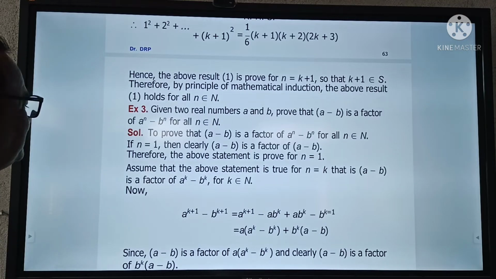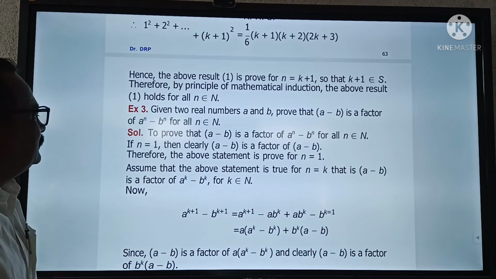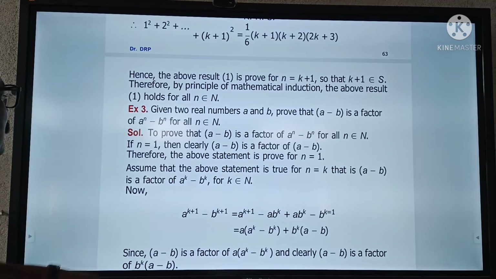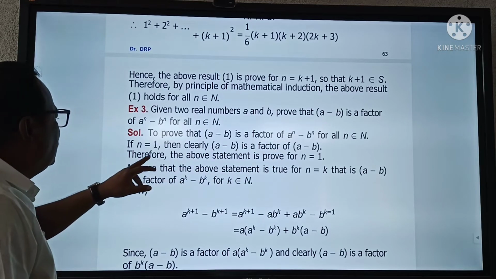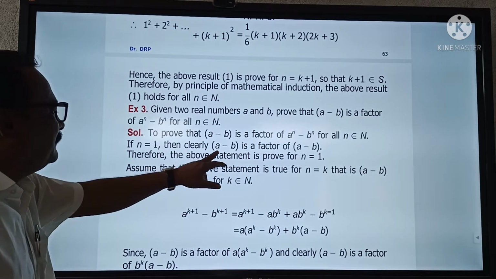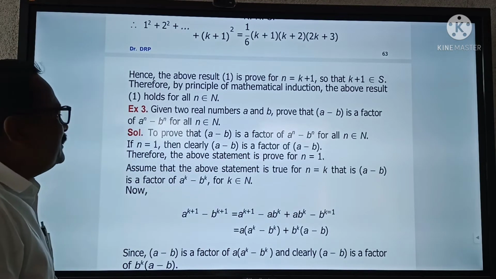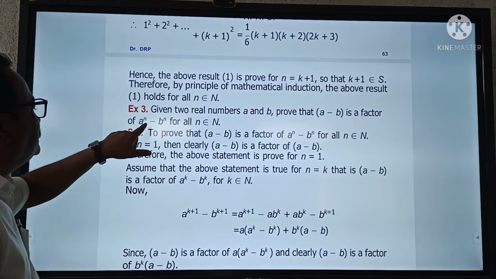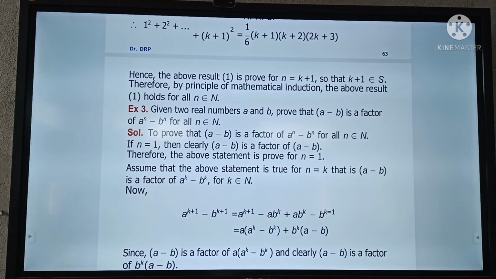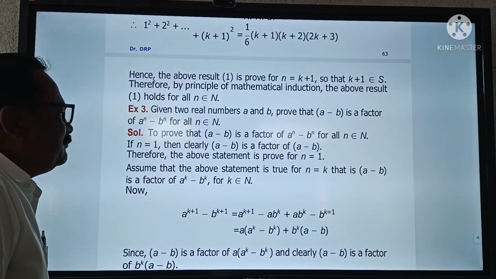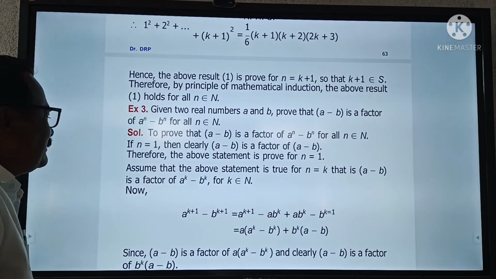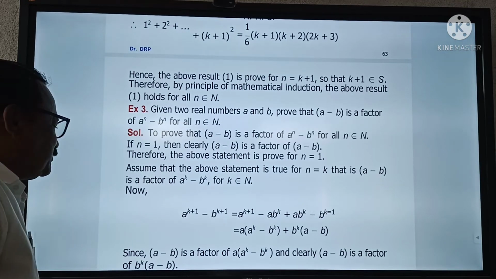a and b are real numbers and n belongs to N. So we prove it for n equal to 1 first, to prove a minus b is a factor of this one. If n is equal to 1, clearly a minus b is a factor of a minus b. n equal to 1 means it becomes a minus b only. Assume that the result is true for n equal to k, that is, a minus b is a factor of a raised to k minus b raised to k.